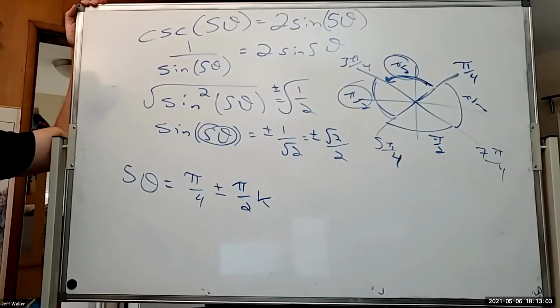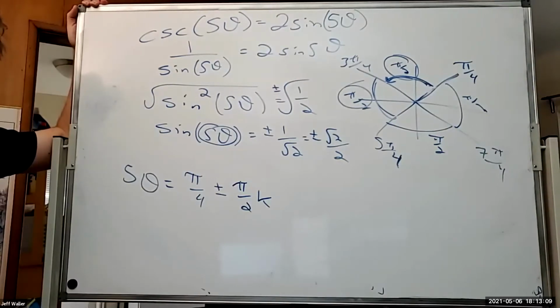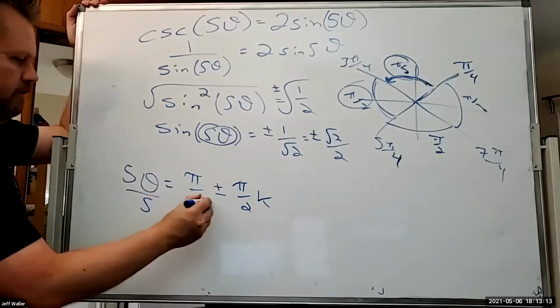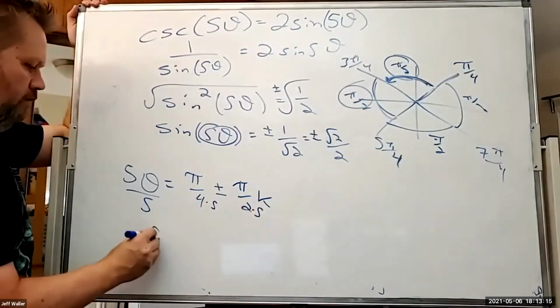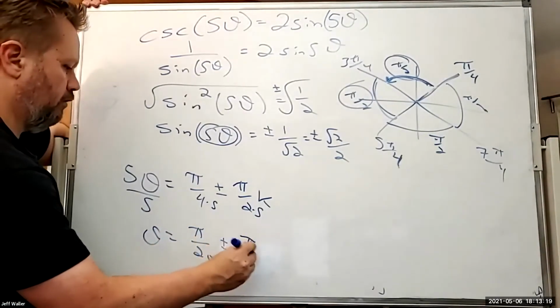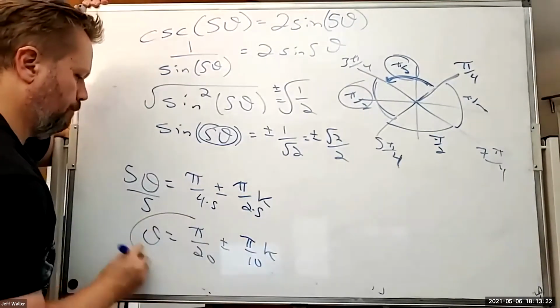And then the last thing I need to do is I haven't solved for the variable yet. What's the last thing? Divide by 5. I like divide by 5, divide by 5, divide by 5. I get pi over 20, give or take pi over 10 k. Bam.